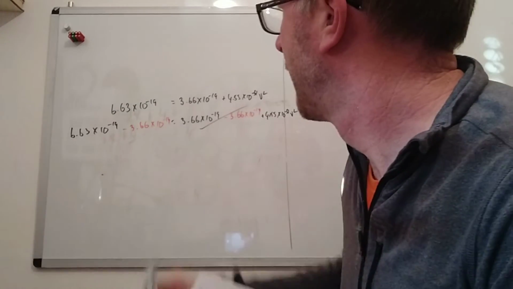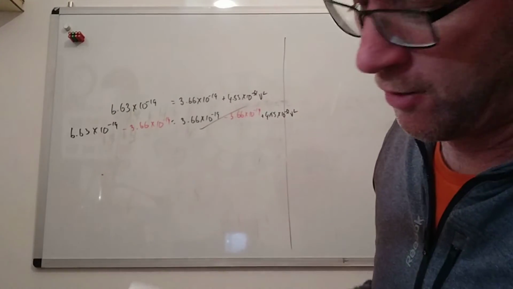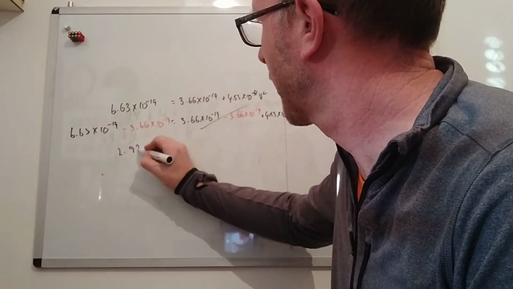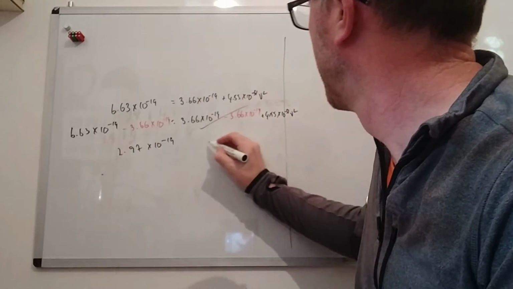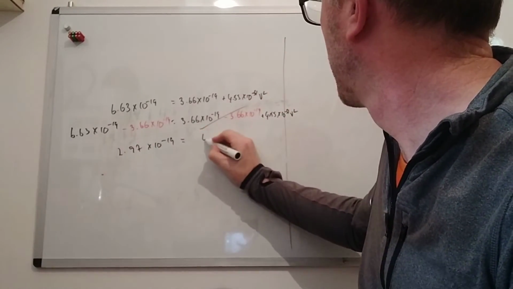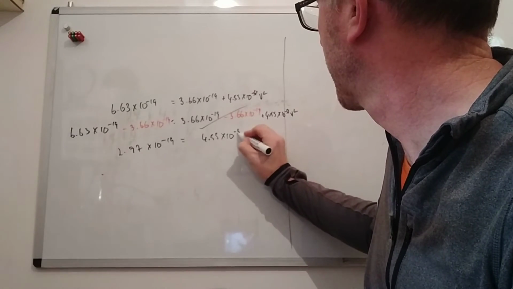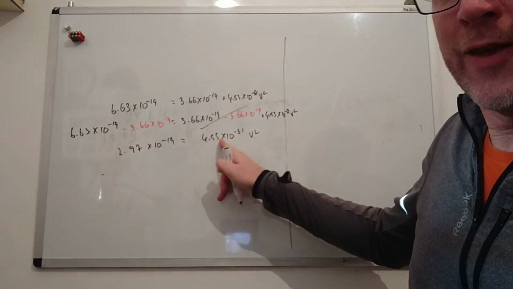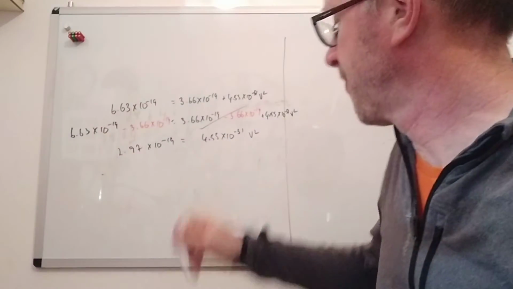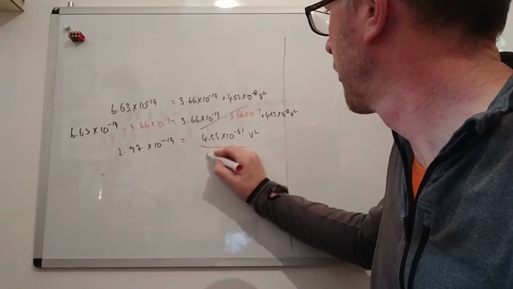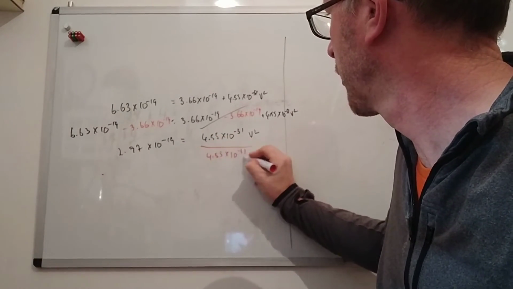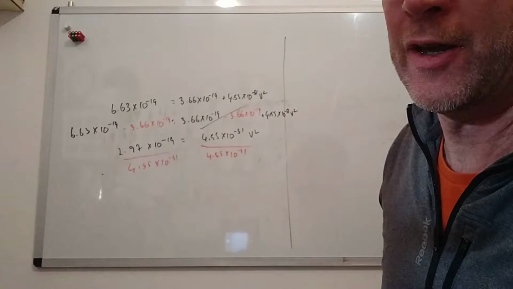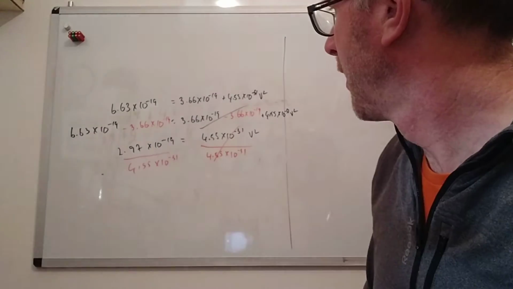They cancel, and we end up with 2.97. We subtract the two of these, I get 2.97 by 10 to the minus 19 equals 4.55 by 10 to the minus 31 v squared. Now I want one v squared, not this, so I have to divide both sides by this number, 4.55 by 10 to the minus 31. Because the opposite of multiplying is dividing, they cancel, so I get v squared.